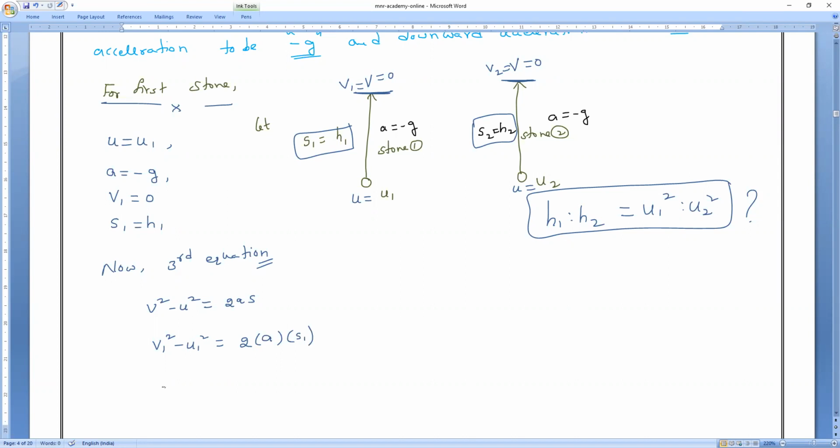Now v1 square value is 0, 0 square minus u1 square is equal to 2 into a value, minus g, and s1 value, how much? H. H1. Yes, that is it.